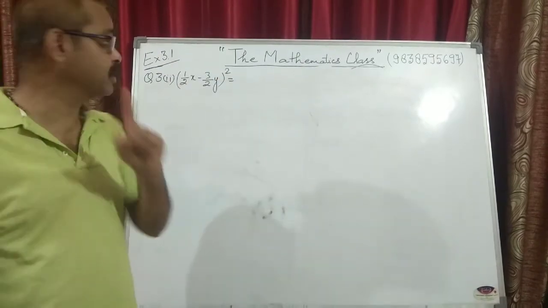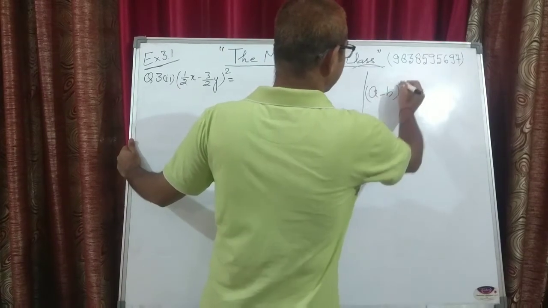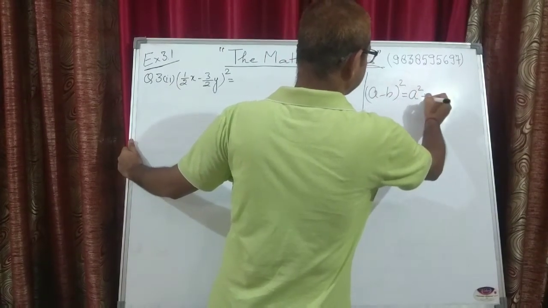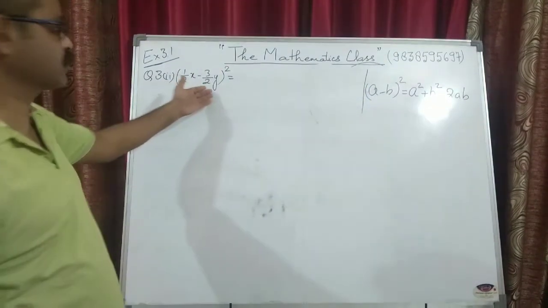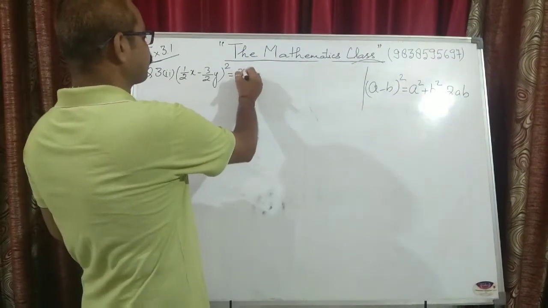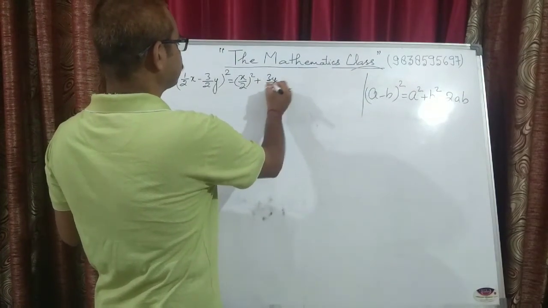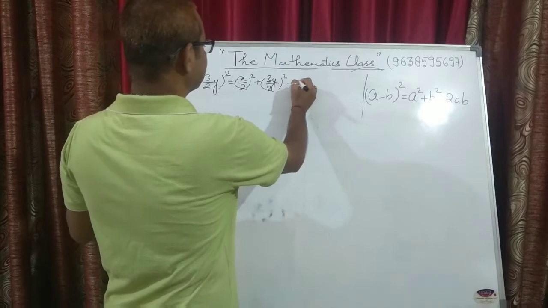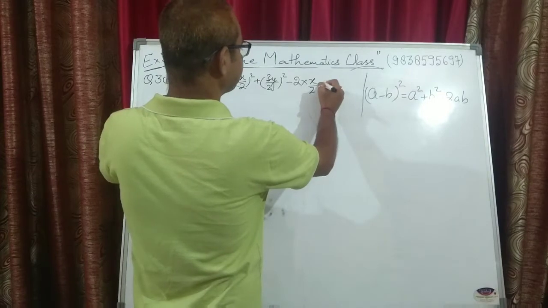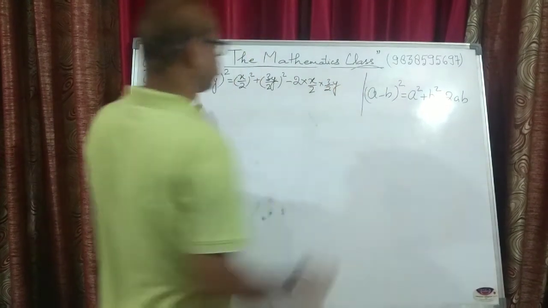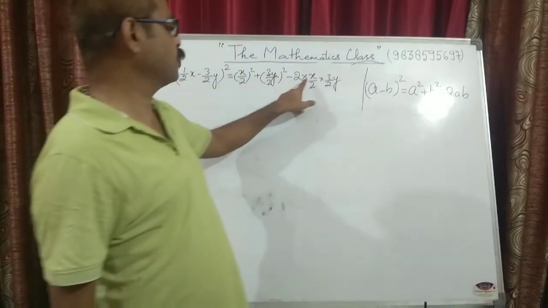You know that a minus b whole square. I am writing it over here. You know that a minus b whole square is equal to a square plus b square minus 2ab. So this is the expansion, and we are going to just simply use it. Means a square, that is x upon 2 square, plus 3y upon 2 whole square minus 2. A is x upon 2 and b is 3 upon 2y. A minus b whole square is a square plus b square minus 2ab.